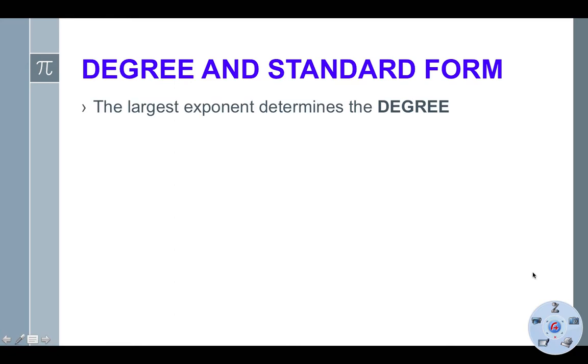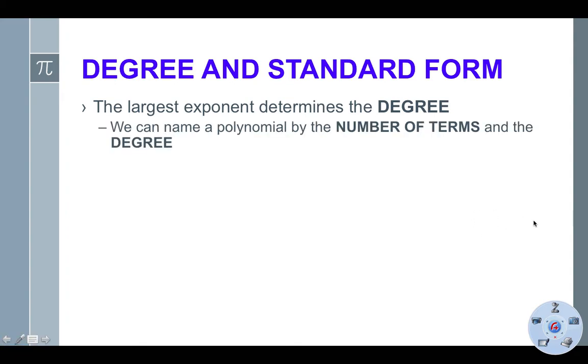All right. In order to determine the degree of the polynomial, you need to look at the variable that has the largest exponent. So if the largest exponent is a 4, it is a degree 4 polynomial. If the largest degree is a 1, then it's a degree 1, or a linear, as we recall. We are going to name polynomials or classify polynomials by the number of terms and by the degree.